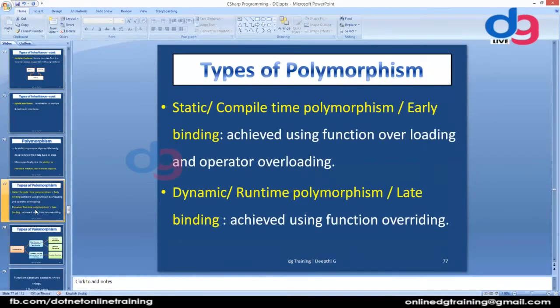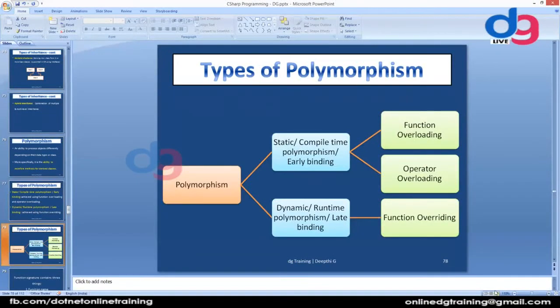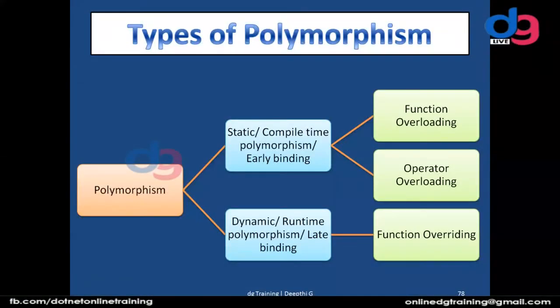So here, types of polymorphism. Polymorphism is of two types: static polymorphism and dynamic polymorphism. Static we can also call compile-time or early binding. Dynamic polymorphism can also be called runtime or late binding. So there are different ways to call them. Basically, polymorphism is of two types: static and dynamic.